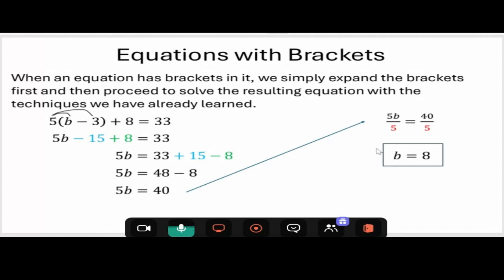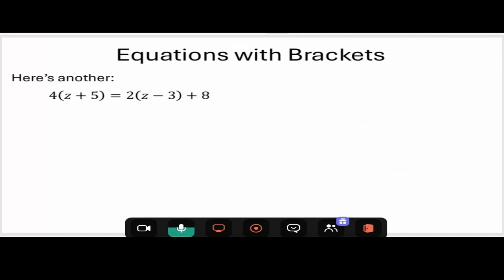5 over 5 cancels, leaving just the b, and on the right, 40 divided by 5 is 8. So there's our first nice simple equation that has brackets. You see it's really nothing that we weren't already doing. We just have to expand the bracket first and then follow the same rules we were already following to get the variable by itself.